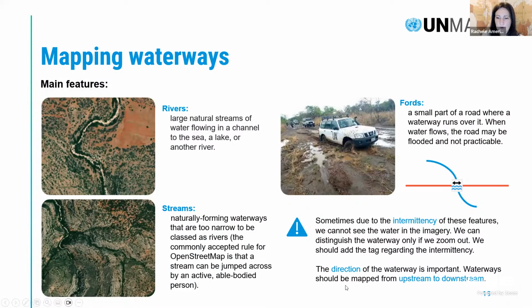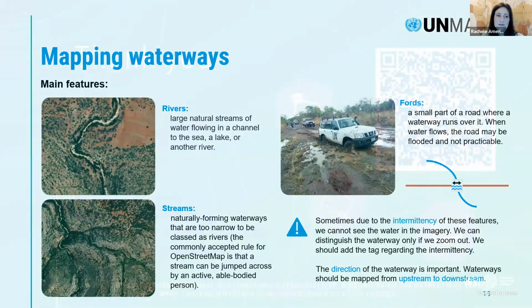And another super important information regarding the waterways is that we should map the waterways following the direction of the flow. So from upstream to downstream, from the mountains to the sea. Well, and you will see that sometimes what we find in the maps are rivers or streams that are mapped with the wrong direction. So in this case, we will fix that data.